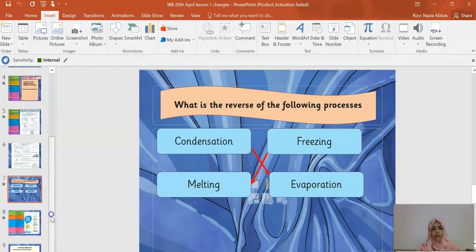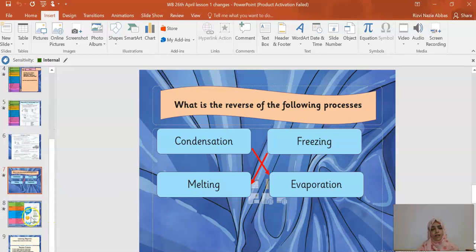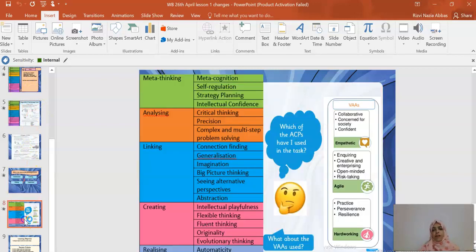You don't have to post today's work on Class Dojo. You just need to do the Nearpod activity and then do pages 10 and 11. Think of what ACPs and VAs you have used. You don't have to write. We'll think of which of the ACPs and VAs you have used in this lesson.